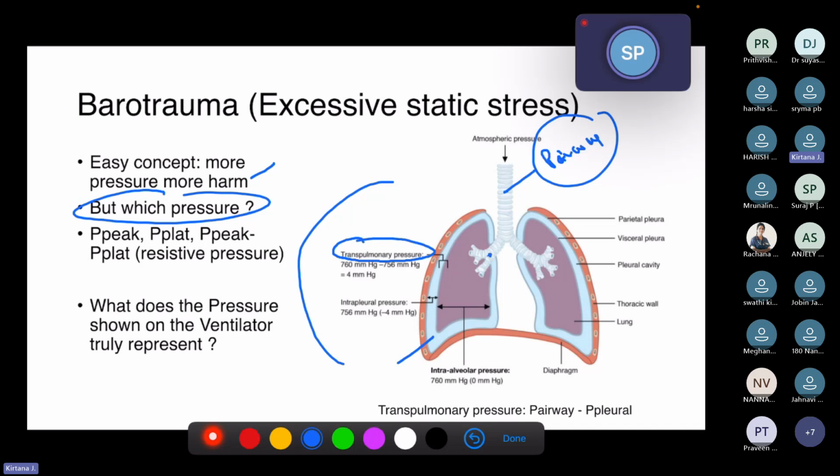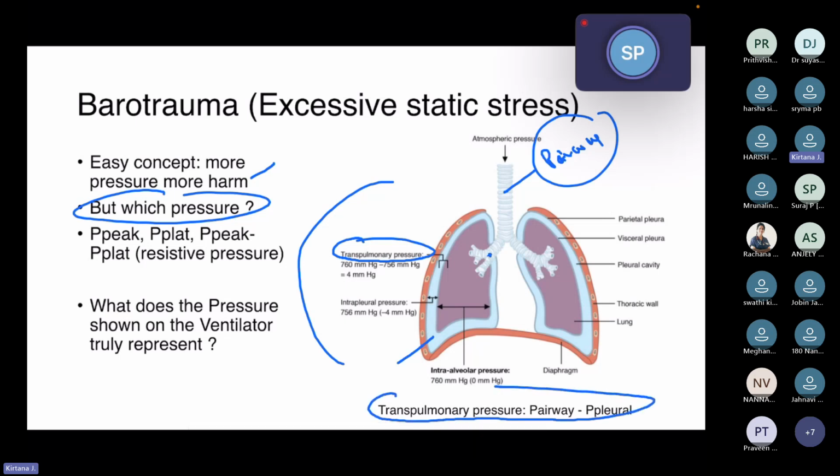This means that if the pleural pressure is positive, then even if the airway pressure or the alveolar pressure is high, the transpulmonary pressure is going to be low, right? So we should not be looking at the P peak, the P plat. We should be looking at the transpulmonary pressure, which is the true pressure that is acting across the alveoli, responsible for distending the alveoli. So transpulmonary pressure is nothing but P airway minus P pleural.